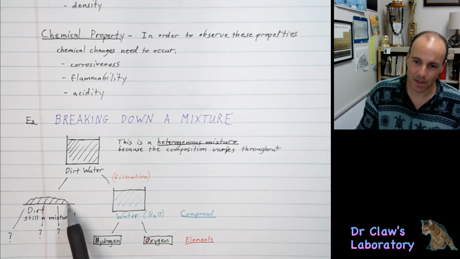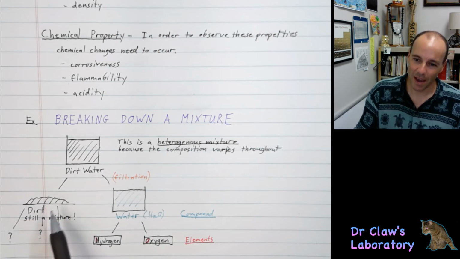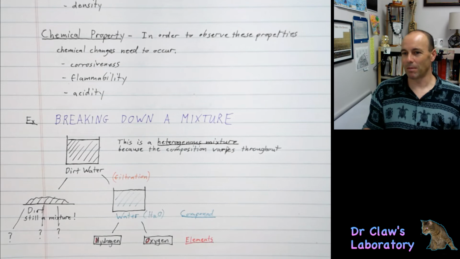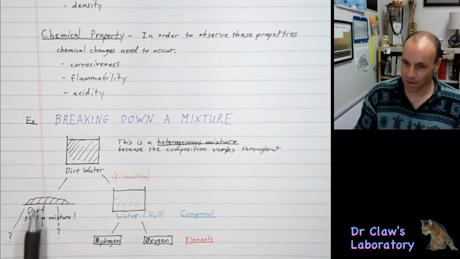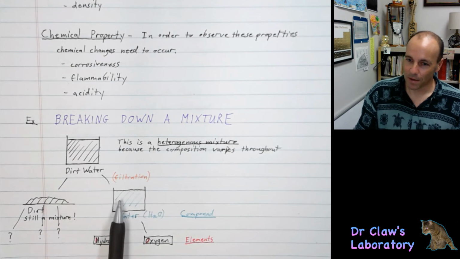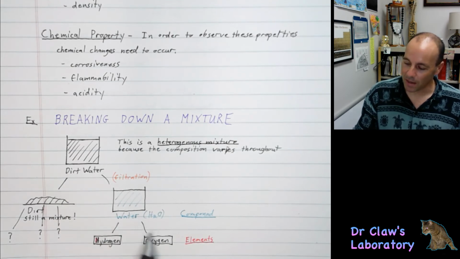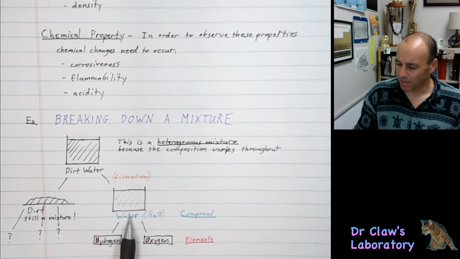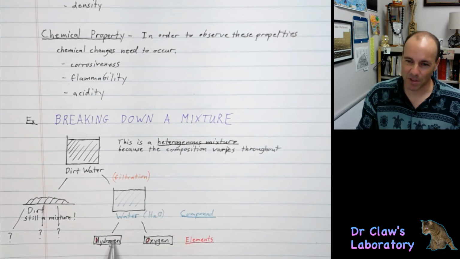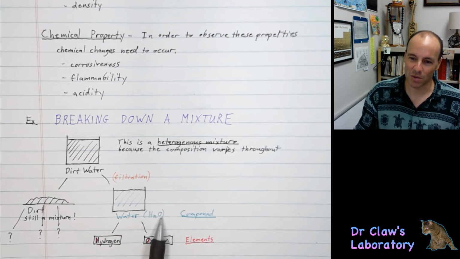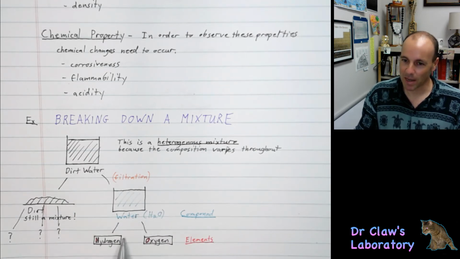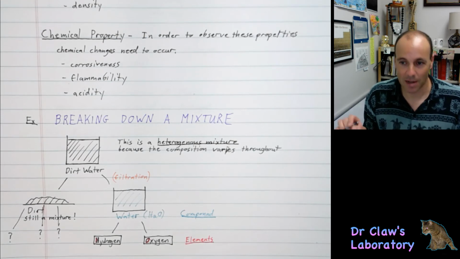Now the dirt itself is still a mixture, and I don't know what that breaks down into. Probably lots of different things, depending on where your dirt comes from. So let's just forget about that. The water, we know that we can divide that into hydrogen and oxygen, and if we do that, we would get 11% hydrogen, 89% oxygen. That's because water was a compound. So again, breaking down a mixture, the stuff that you end up with all the way at the end, those are the elements.